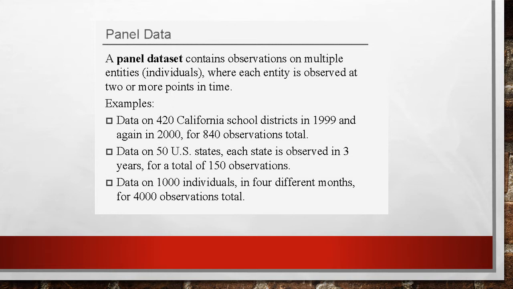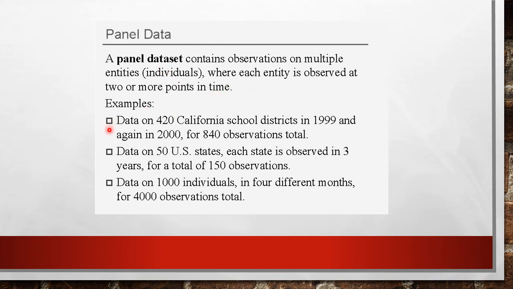So if we have a cross-sectional set through some period of time, with both cross-sectional and time series characteristics in a given data set, that is called a panel data set. Let's move to the slide. A panel data set contains observations of multiple entities where each entity is observed at two or more points in time. There are cross-sectional individuals and there are also times.